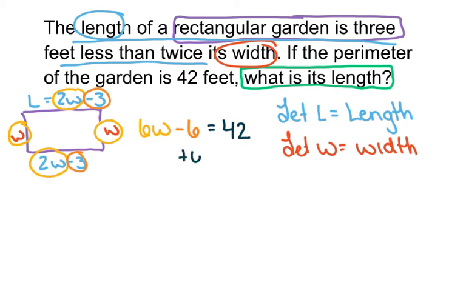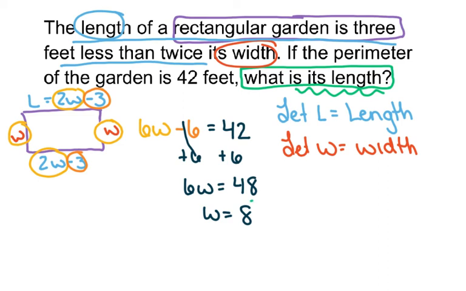So we're going to add 6 on both sides. So we would get 48, divide by 6, and we get 8. So now we need to go up and see if we answered the question. Remember, our question is, what is the length? This here represents the width. So we found the width, we need to find the length.